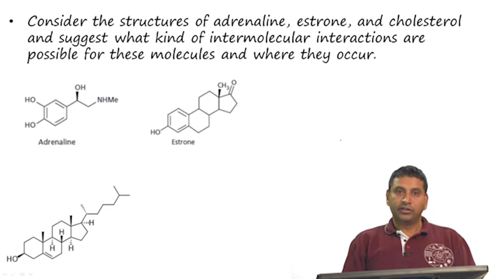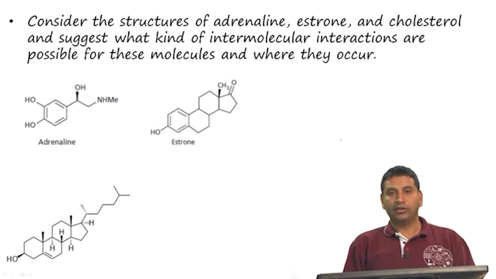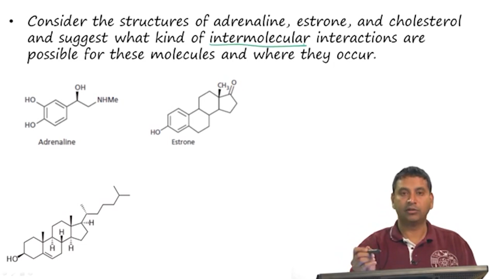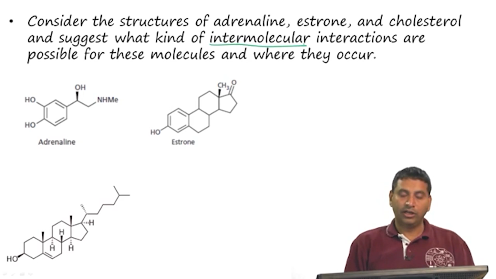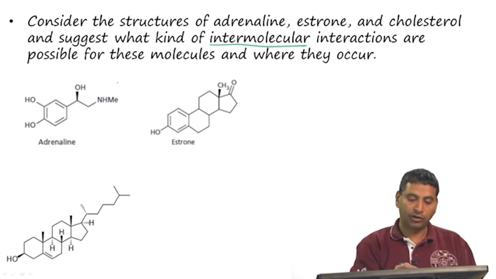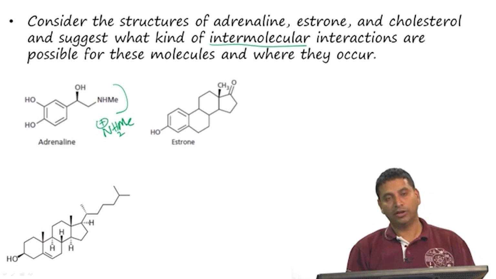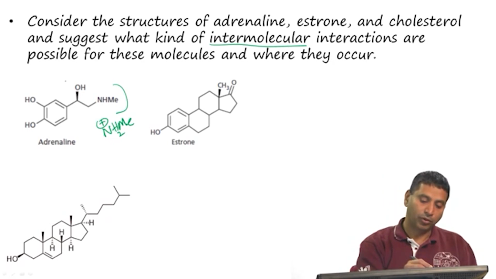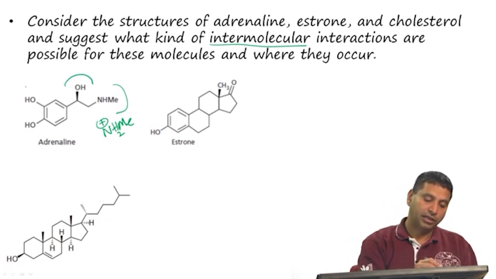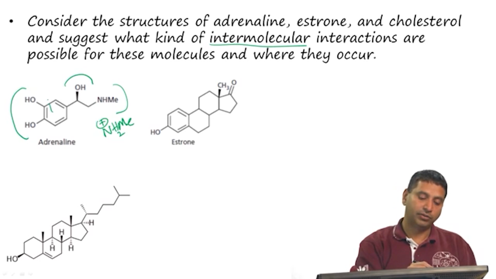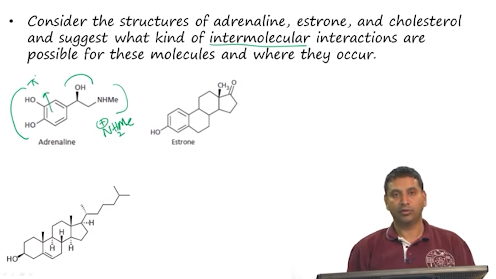Next question is, consider the structures of adenylin, estrone and cholesterol and suggest the kind of interactions that are possible in these molecules. And the interactions that we are interested in are intermolecular interactions. So, we have already looked at adenylin previously. So, the adenylin molecule is over here. It can undergo protonation and form NH2 Me plus, that will create a possibility of a salt bridge type interaction. You also have a hydrogen bonding capability over here, and this will give us a pi interaction over here.